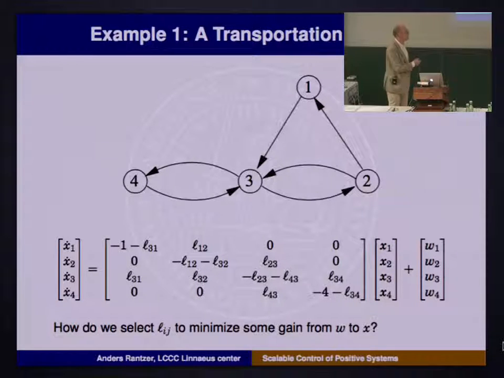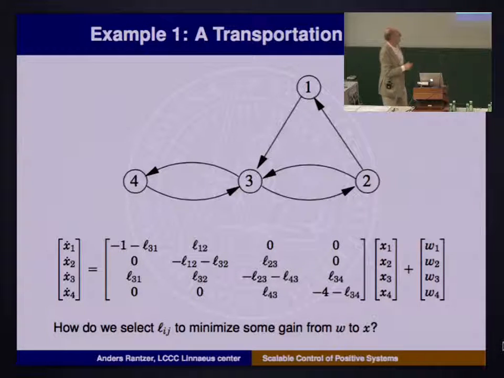of a mathematical model for a positive system. So I have a state space model with 4 states, and they represent the content in 4 different buffers. So in every node of this network, there is a buffer containing some commodity. And the content of the buffer is given by the state variable x.